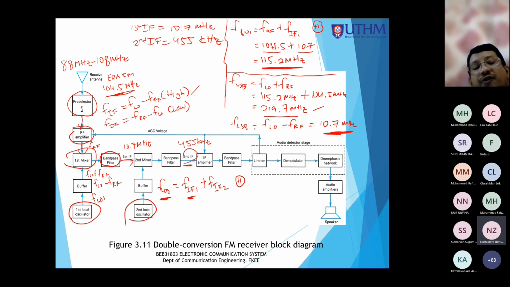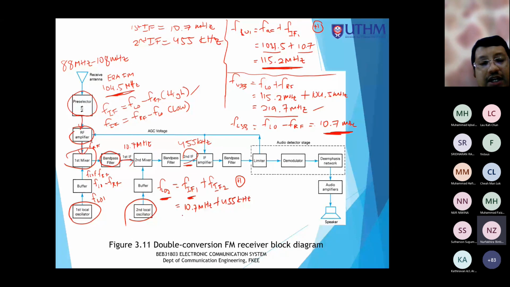So this is a second down conversion. What happened here is that it is equal to the input 10.7 megahertz that we have produced, plus 455 kilohertz. So I have a local oscillator higher than my input, which is 11.155 megahertz. Okay, this is my second local oscillator.